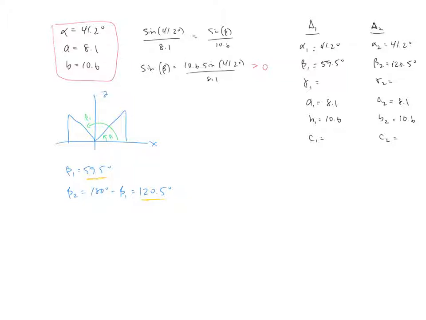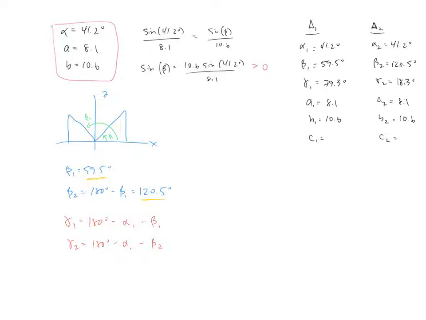Gammas are pretty easy. To find gamma 1, we'll take 180 degrees minus the given alpha minus the found beta sub 1. In doing that, gamma sub 1 would be 79.3. And similarly, gamma sub 2 would be 180 degrees minus the given alpha minus the found beta sub 2, which tells us that gamma sub 2 would be 18.3 degrees.